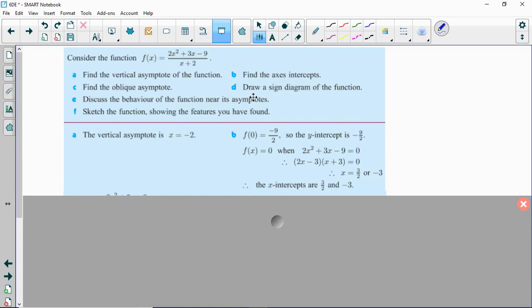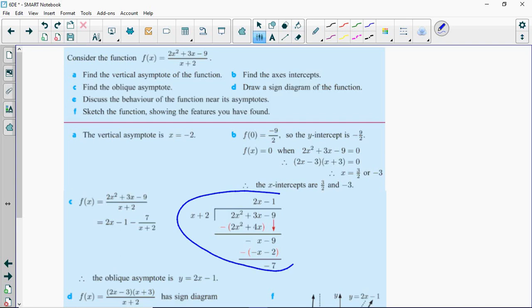Next, oblique asymptote. So we're going to have to rewrite this using polynomial long division. Everybody loves that, right? So we can rewrite our original function as 2x minus 1 minus 7, that's our remainder, divided by x plus 2, which was the original divisor. And then this part right here, the 2x minus 1, that is our slant asymptote.